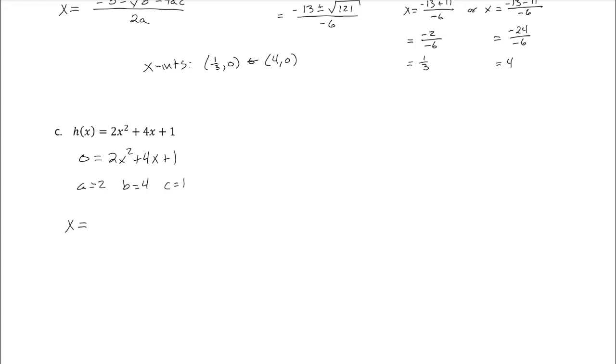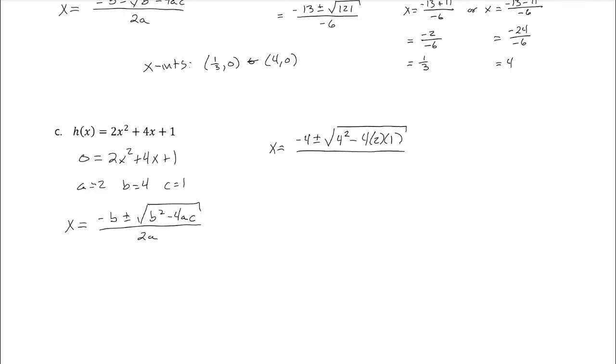The quadratic formula is x equals negative b plus or minus the square root of b squared minus 4ac, all over 2a. We'll plug our values in now. So x is going to equal negative 4 plus or minus the square root of 4 squared minus 4 times 2 times 1, and this is going to be all over 2 times 2. All right, we'll start simplifying. We'll get negative 4 plus or minus the square root of 16 minus 8 on top, and this is going to be all over 4.